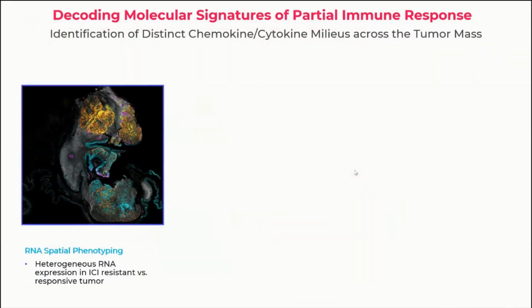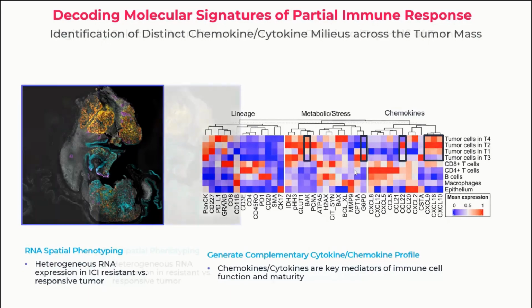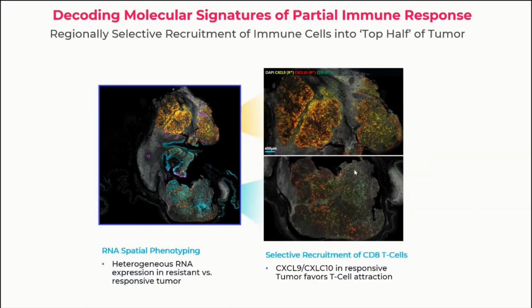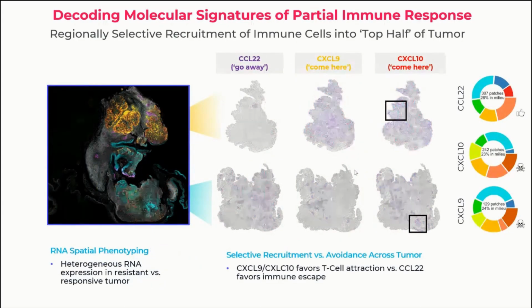We can then look at the RNA content within the same tumor. We were looking at about 74 different markers across lineage, metabolic markers, stress, and chemokines. What we found was that in the areas at the top, we had high expression of chemokines CXCL9 and CXCL10, which had higher levels of CD8 infiltration detectable at the protein level. Whereas in the bottom, we had higher expression levels of CCL22, which is sort of a go-away signal. And so you can see how the RNA data integrates with the protein data when you marry these data sets together.